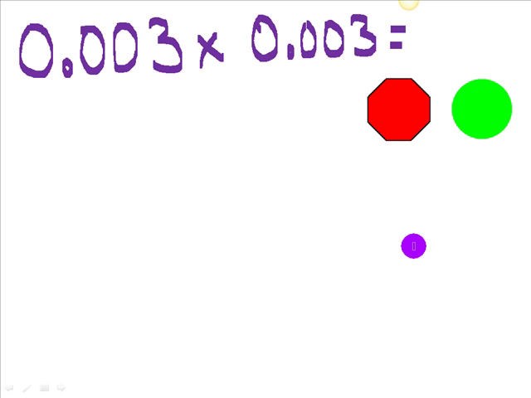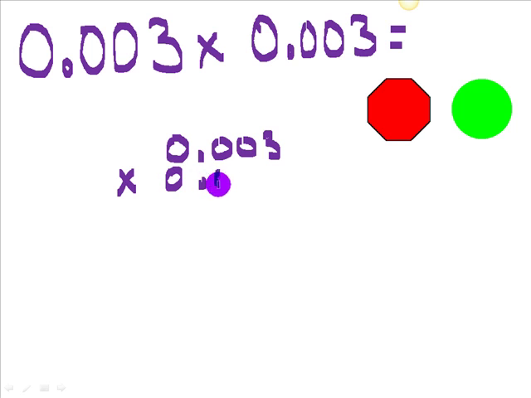All right, let's check out another one. We have 0.003 times 0.003. Click on the stop sign. Okay, we have 0.003 times 0.003. And so now we multiply.